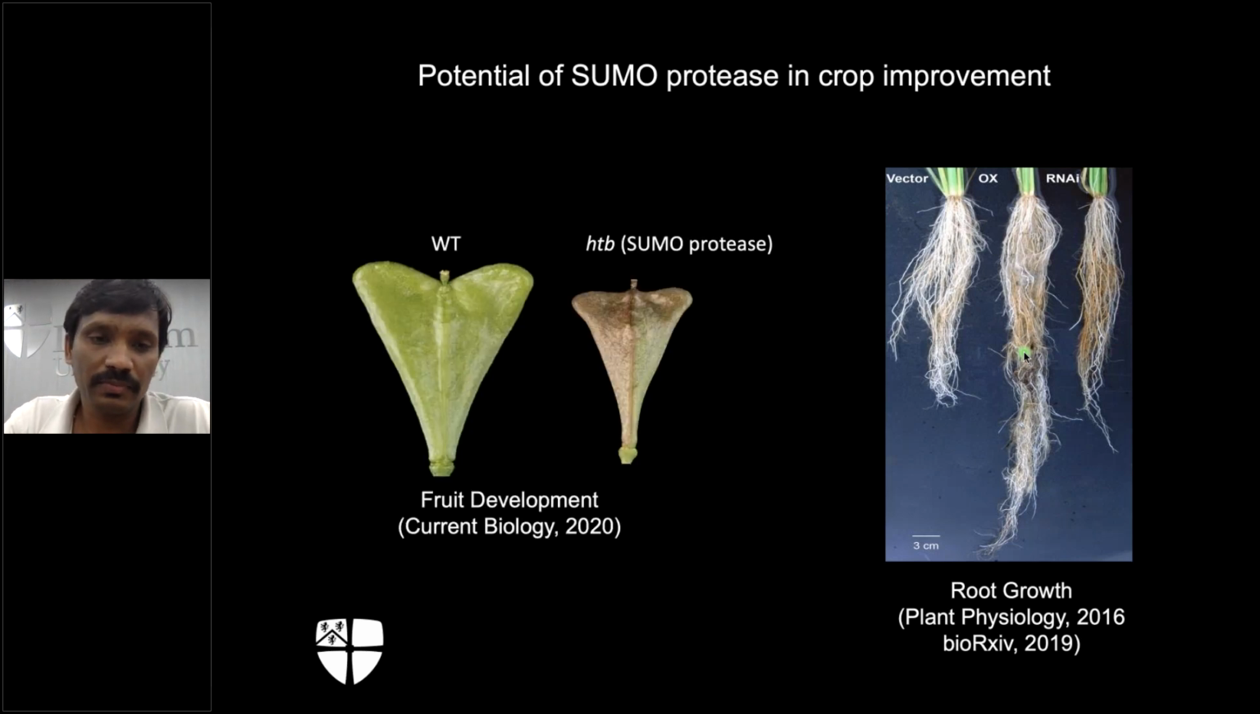And very recently, from JIC, the Lars group showed that for one of the SUMO proteases, the heartbreak SUMO protease, if you have the mutant, you don't get fruit development. This is in Brassica species, and we can utilize this fruit development in Brassica species for crop improvement programs. So we have a hope: we can assume that if we study it better, we can utilize this SUMO protease or SUMO modification system in crop improvement programs.